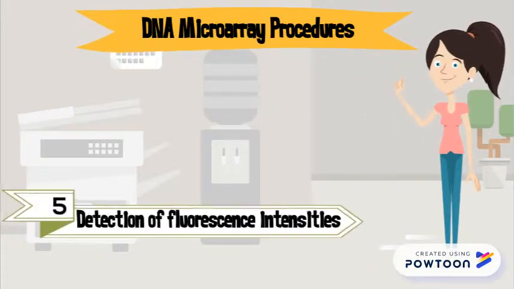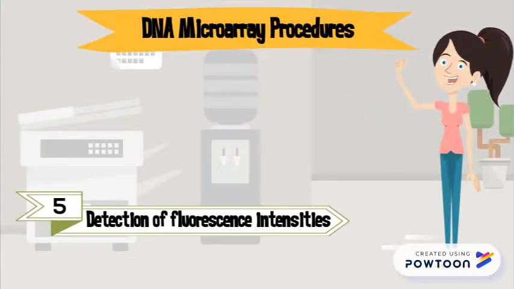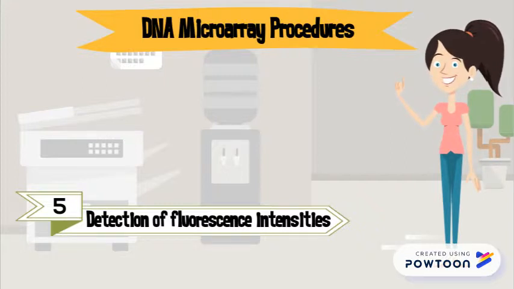Step 5 is detection of relative intensities of fluorescence under a microarray scanner. The laser causes the hybrid bonds to fluoresce, the camera records the image produced, and the computer allows us to view the results and store our data.